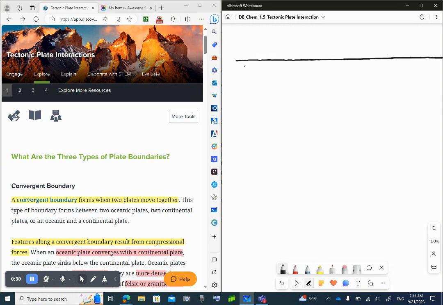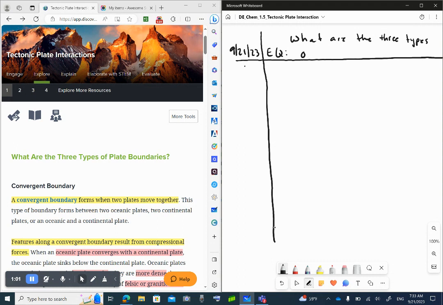And go ahead and put down your date. Today's date is 9/21/23, and our essential question is over here in green on the left-hand side. What are the 3 types of plate boundaries? What are the 3 types of plate boundaries? And we'll put a question mark there.